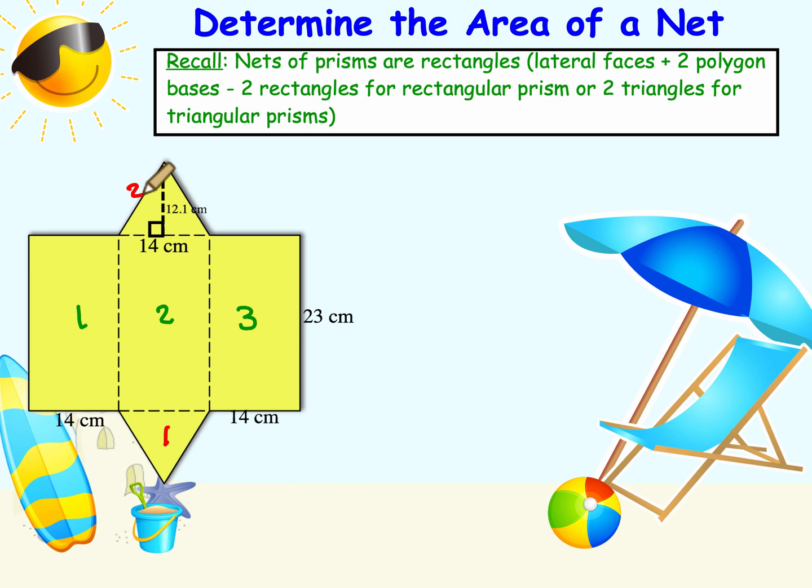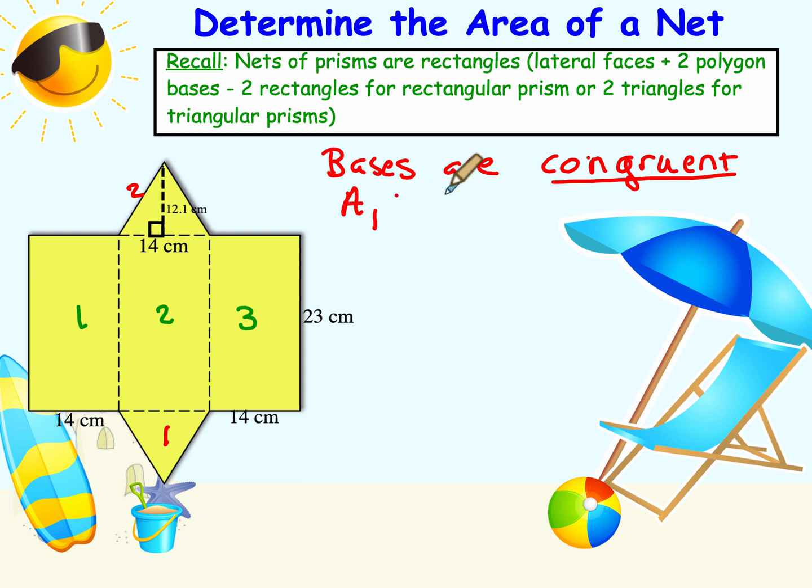Now, to make this easy, we are going to use some things that are going to be true. Most of the time, we're going to have some pieces that are congruent to each other. Our bases are always going to be congruent, so the triangle at the top and the triangle at the bottom are congruent. And congruent, remember, means exactly the same. So if I get the area of triangle number one, I automatically have the area of the second one. The area of number one is equal to the area of number two.